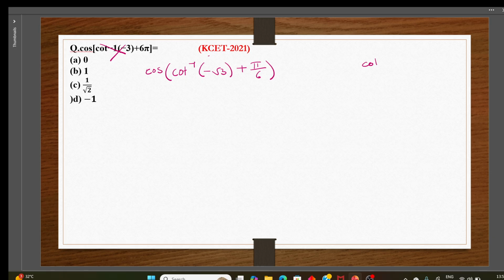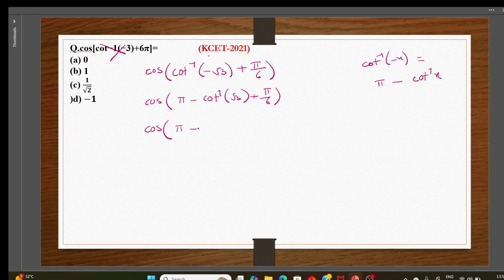So we know cot inverse of minus x is equal to pi minus cot inverse of x. So cos of pi minus cot inverse of root 3 plus pi by 6. Root 3 in cot function is pi by 6, so minus pi by 6 plus pi by 6 cancel. Remaining is cos pi. So cos pi value is minus 1, we know.